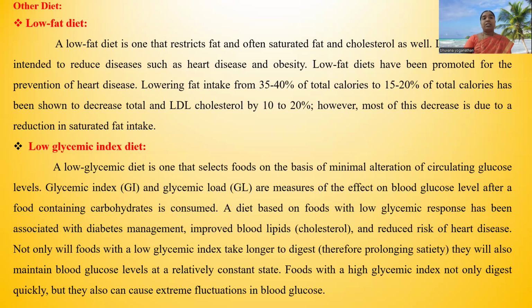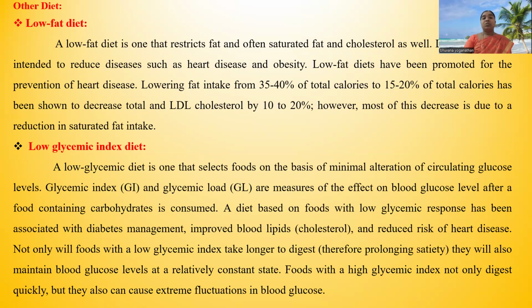Coming to the low glycemic index diet, foods are selected on the basis of minimal alteration of circulating glucose level. The GI diet uses glycemic load, which measures the effect on glucose level after eating food containing carbohydrate.